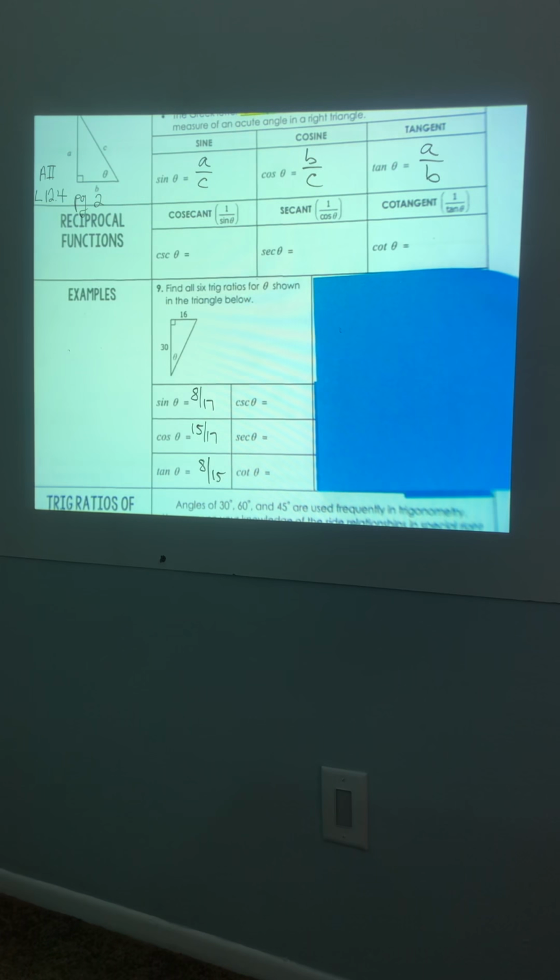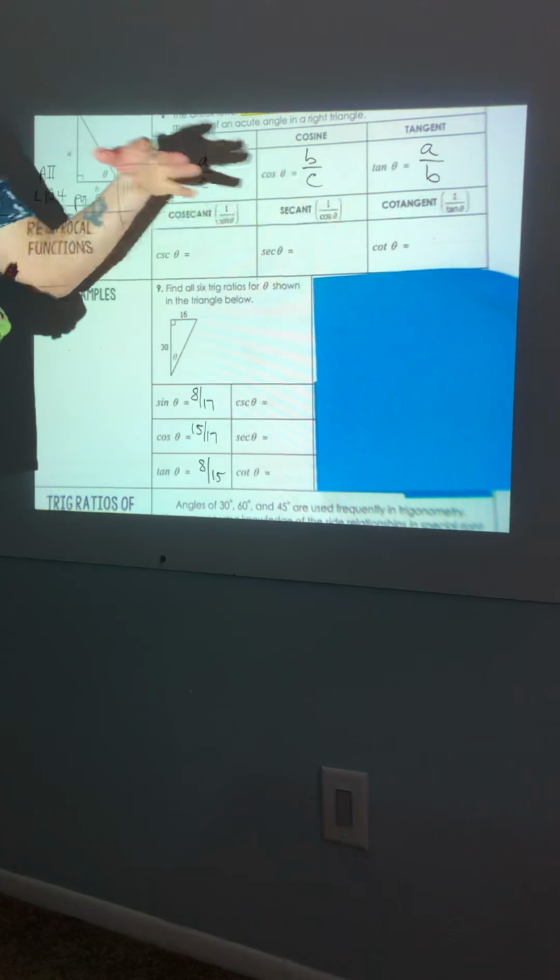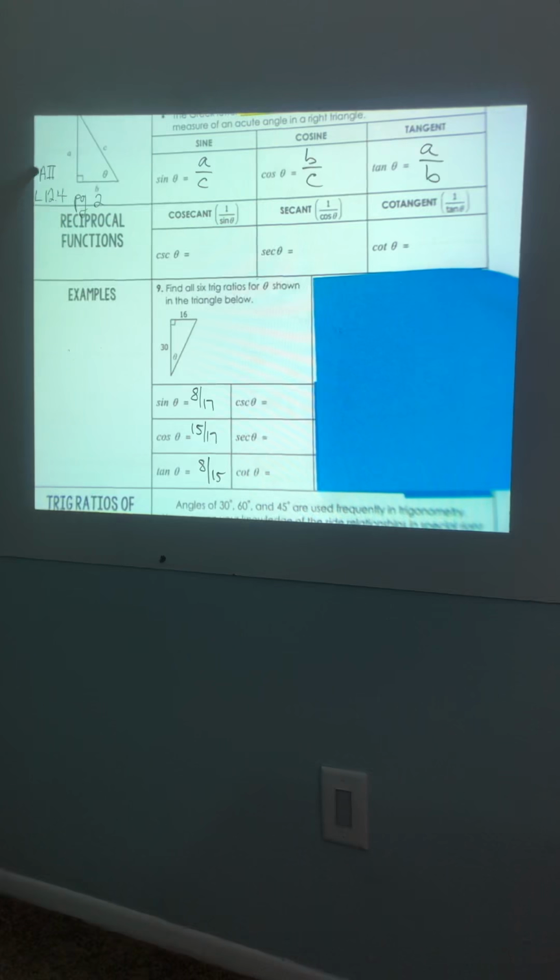Lesson 12.4. Okay, so we're still doing trig, but I want to show you those reciprocal functions I didn't show you. There's three of them: cosecant, secant, and cotangent. They're called reciprocals because that's what they are. If this is sine, then cosecant is 1 over sine of theta. Okay? It's really simple.